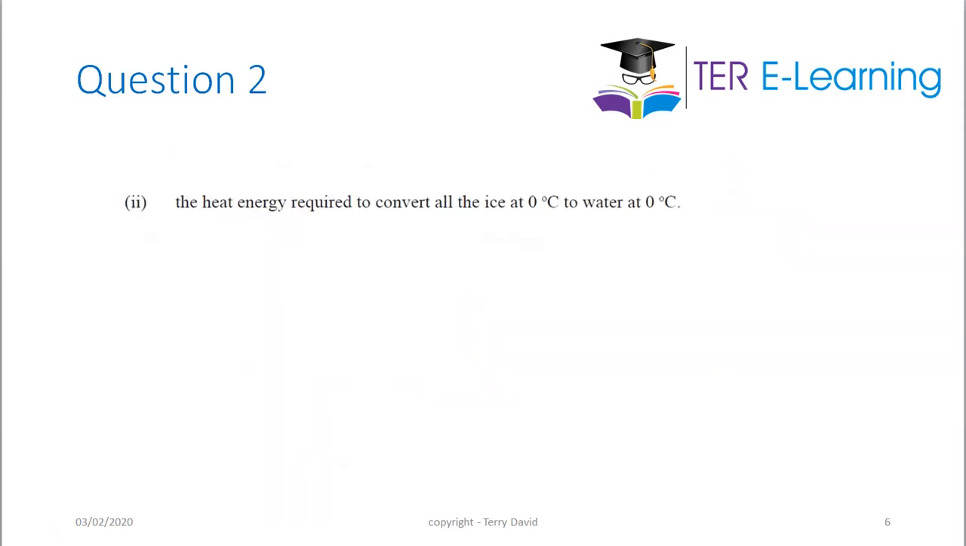Now let's look at the second part. They want us to calculate the energy required to convert all the ice at 0 degrees to water at 0 degrees. So we have ice. The ice is at 0 degrees Celsius, and we want to convert that into water at 0 degrees Celsius.